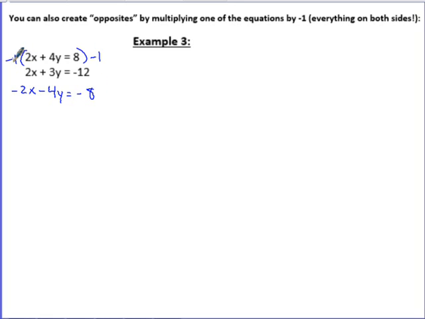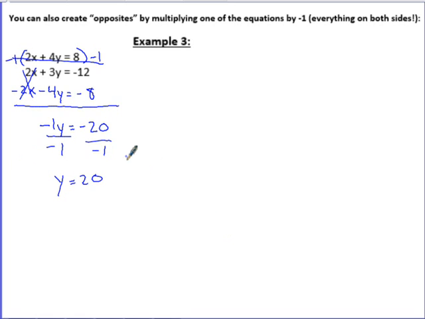So now, here are my two equations that I'm going to add together. 2x plus -2x is 0, so they are eliminated. 3y minus 4y is -1y. And -12 minus 8 is -20. I'm going to solve for y. I'm going to divide by -1. So y is equal to 20.